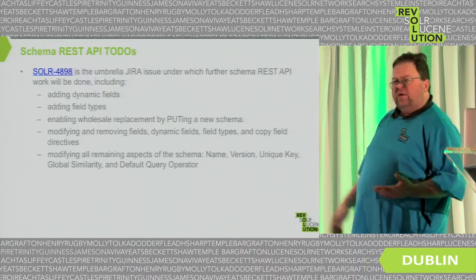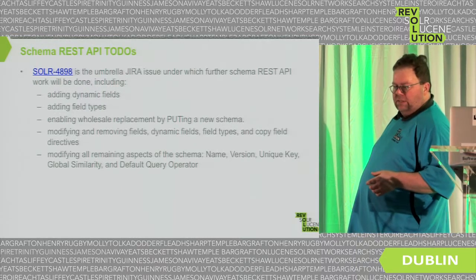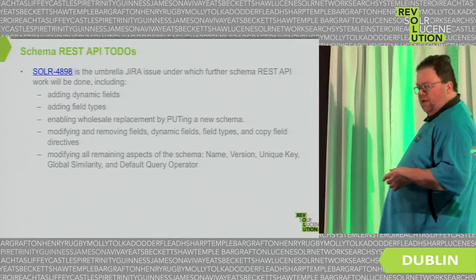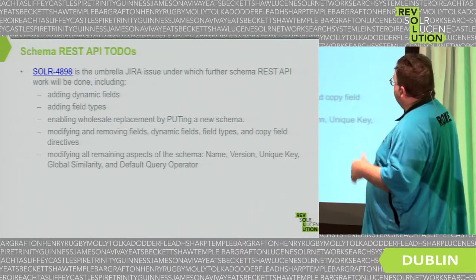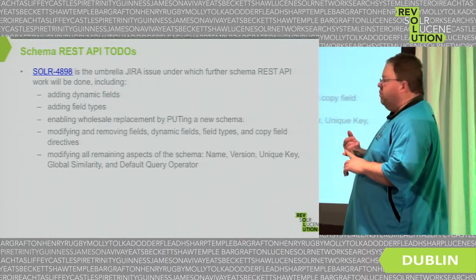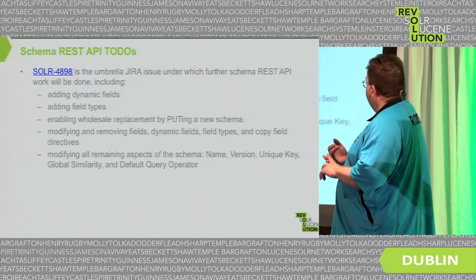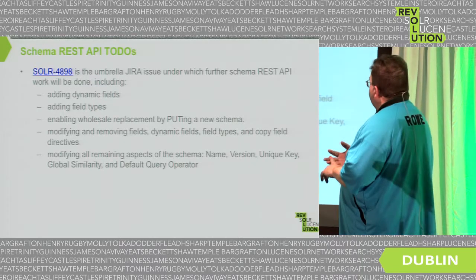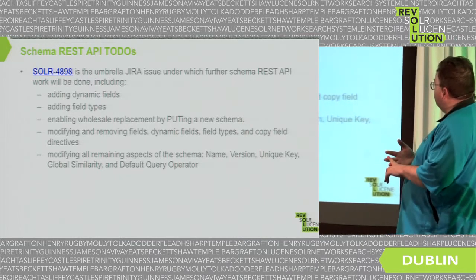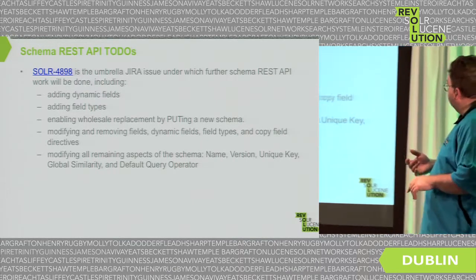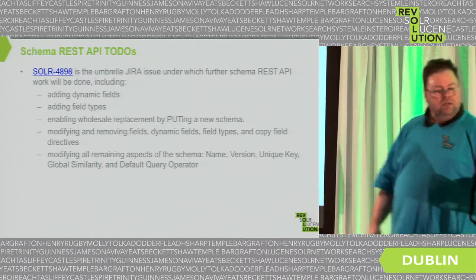So the Schema REST API is still a work in progress, and here's a list of things that are still left to be done. Solr 4898 is the umbrella JIRA under which this work will be done. That includes adding dynamic fields, adding field types, enabling whole schema replacement by putting a new schema, modifying and removing fields, dynamic fields, field types, and copy field directives, and modifying all remaining aspects of the schema, including name, version, unique key, global similarity, and default query operator.